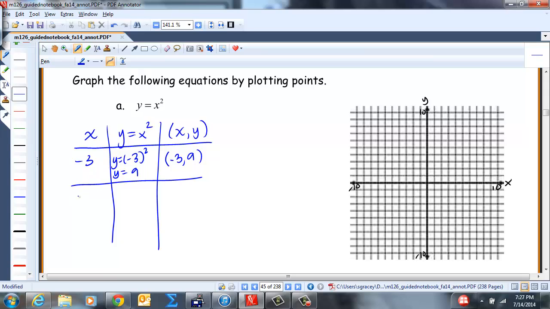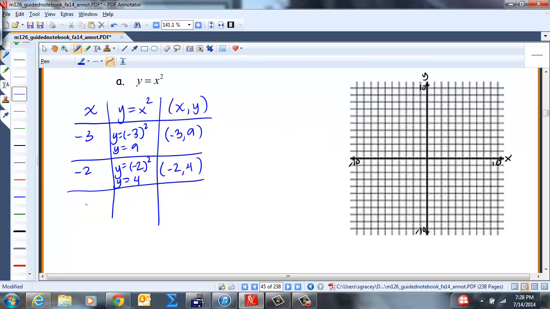Next up, plug in -2. Y would be -2 squared, which would give us +4. So we'd have an ordered pair at -2, 4. And then at 0, y will be 0 squared. So y would be 0.